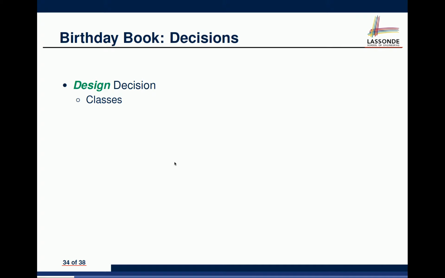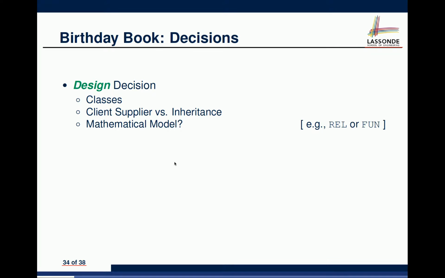Okay, what classes should you need? And then client-supplier versus inheritance. Client-supplier simply means should we declare an attribute of, for example, hash table? Or should we let maybe birthday inherit from hashable, something like that, right? What should be the architecture? And then what mathematical model should we use for the birthday book? We discussed that it should be a function as opposed to a relation. Remember the justification, that's important, okay? You may have to make a similar justification later.